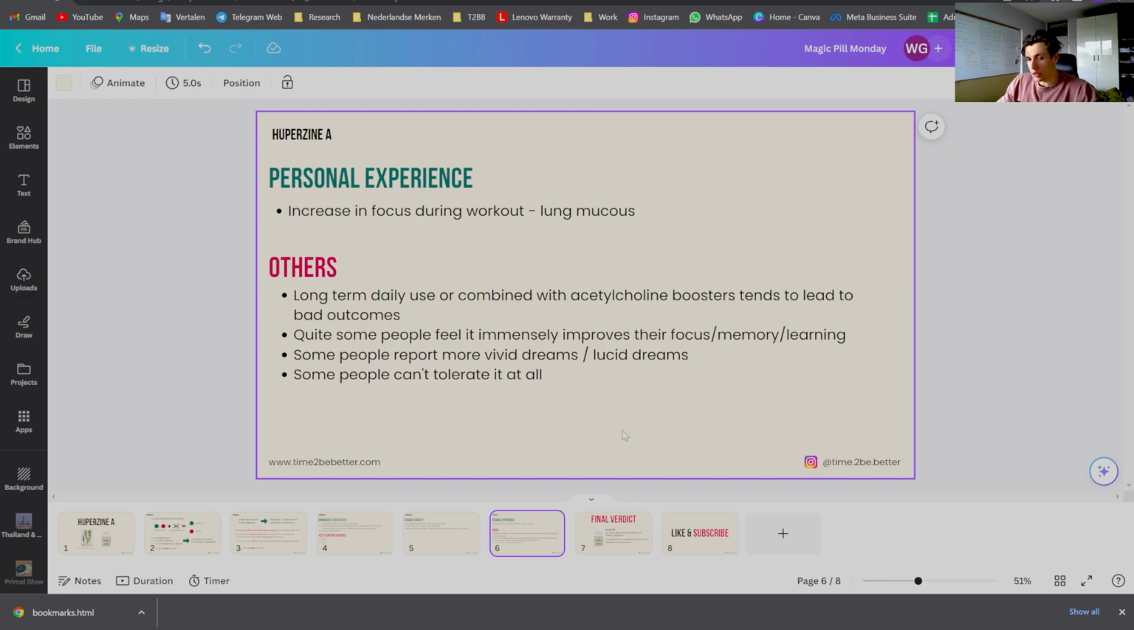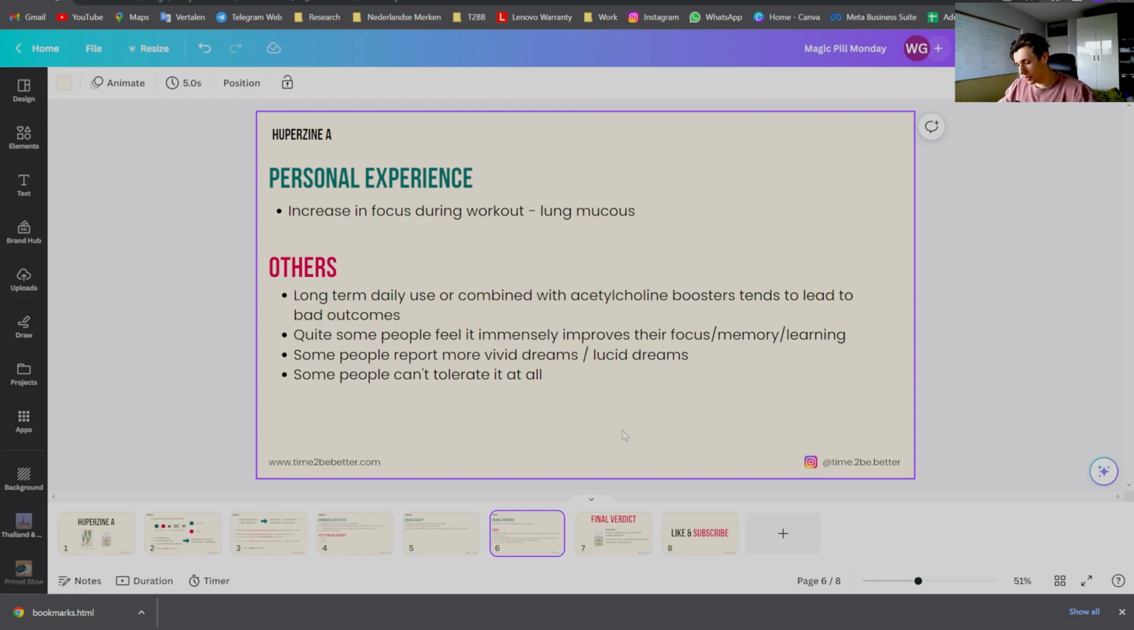Now, some people also take this supplement, Huperzine A, to induce very vivid dreams. Apparently, this works very well. So if this is something you find interesting, it's worth experimenting with Huperzine A and see if your dreams become more colorful, more interesting, and you dream more often.